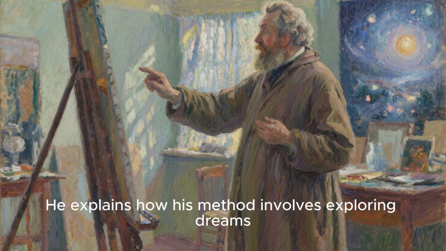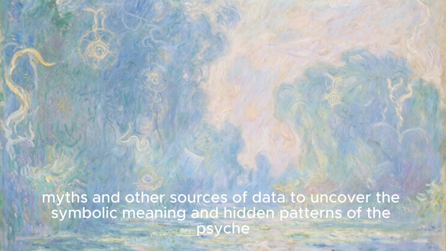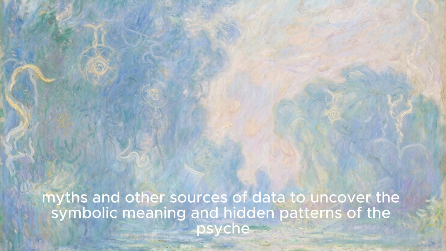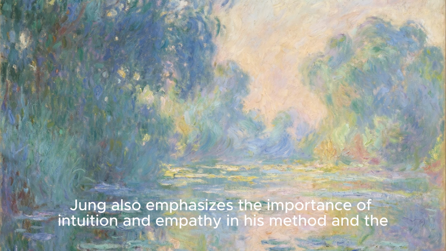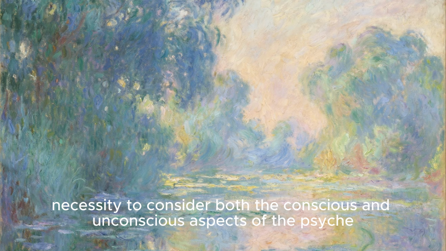He explains how his method involves exploring dreams, fantasies, myths, and other sources of data to uncover the symbolic meaning and hidden patterns of the psyche. Jung also emphasizes the importance of intuition and empathy in his method, and the necessity to consider both the conscious and unconscious aspects of the psyche.